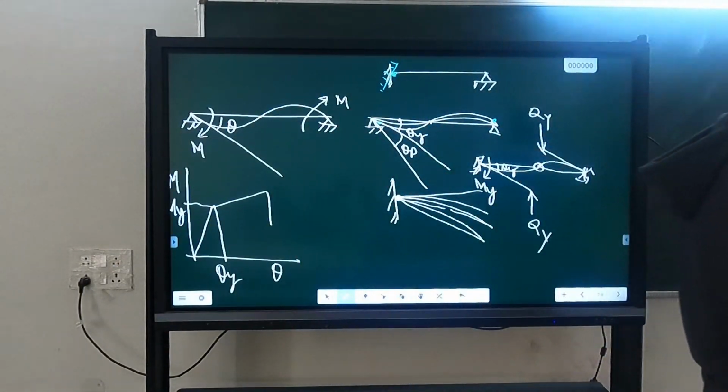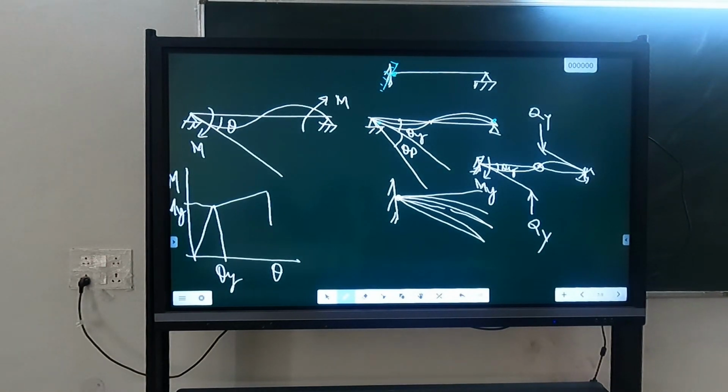Suppose I want to apply a moment at a free support. How can I apply it? You want to rotate a beam. Suppose there is a bridge, both ends are pinned, and you want to rotate the beam at this end. How will you rotate it? We have to go there and apply the moment.